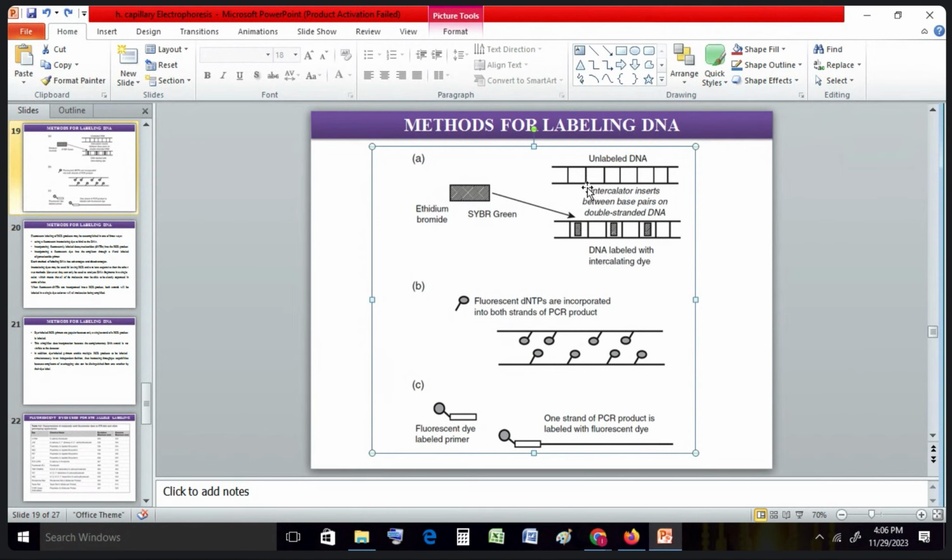In the SYBR Green case, whichever double-strand DNA is present, the template and newly synthesized DNA, all will be labeled. But in this case, only the newly synthesized DNA will be labeled. So if you compare A and B together, B is much better. And as it is much better, you can assume that it is much more costly, highly expensive to do the protocol of B. It is costing you the highest among these three. Any question about this fluorescent dNTP labeling?